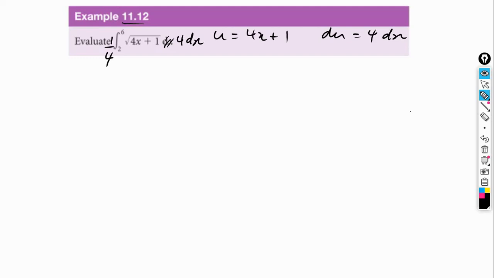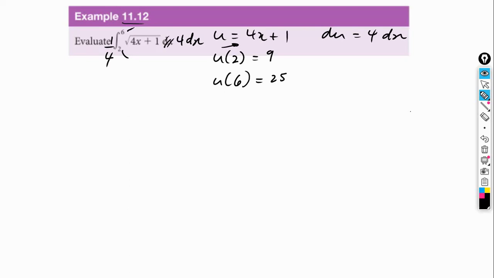Now the other thing that we have to be careful with is the limits of the integration, because these limits that we have here are in terms of x. But because we're going to do this in terms of u, we have to change the limits. For the bottom limit, if we plug in 2 into this here, we're going to get 4 times 2 plus 1, which is 9. So that's going to be the lower limit. And then if we do u of 6, that's going to equal 25. So this is going to be the upper limit.